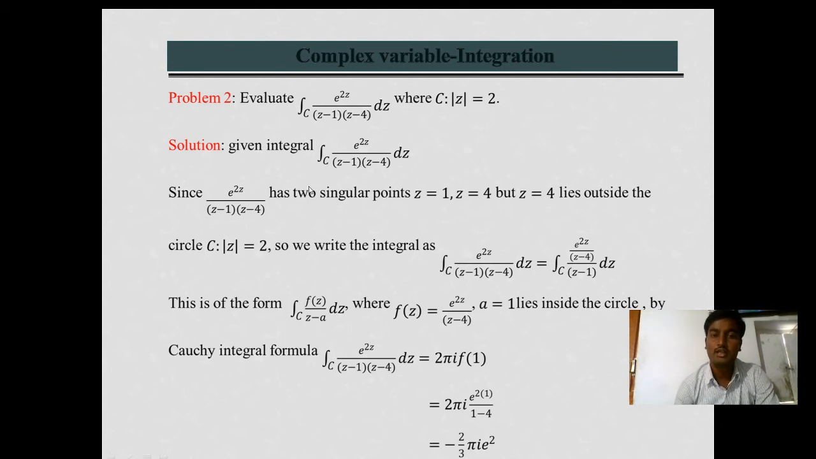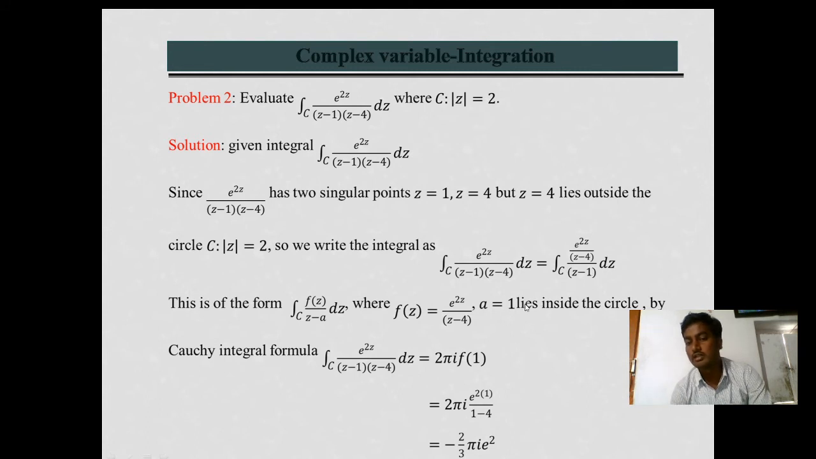Now whichever point lies outside, you have to mention that in the numerator. See, z equal to 4 lies outside, therefore you mention that in the numerator. That means e power 2z by z minus 4 is the numerator and the denominator is z minus 1. So this is of the form integral of f of z by z minus a dz. Now compare this with f of z, which is nothing but e power 2z by z minus 4, and your singular point is z equal to 1.